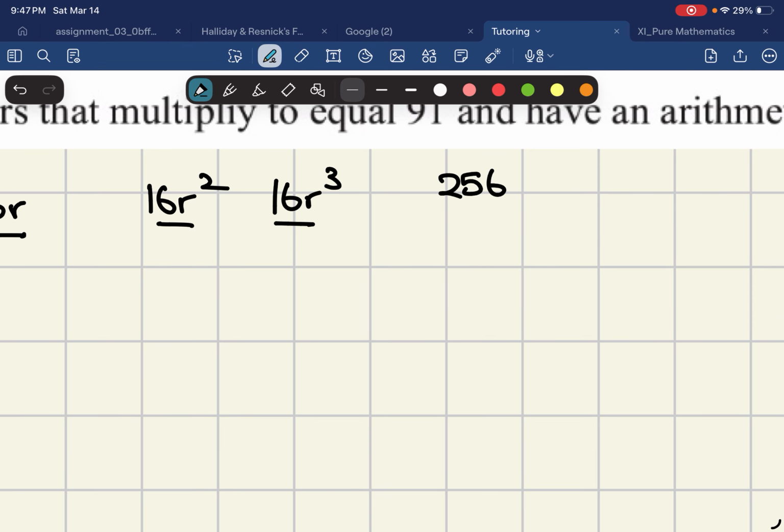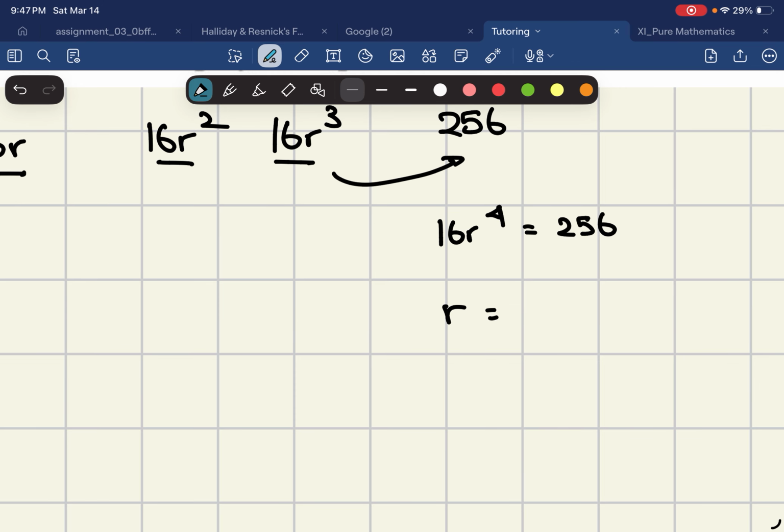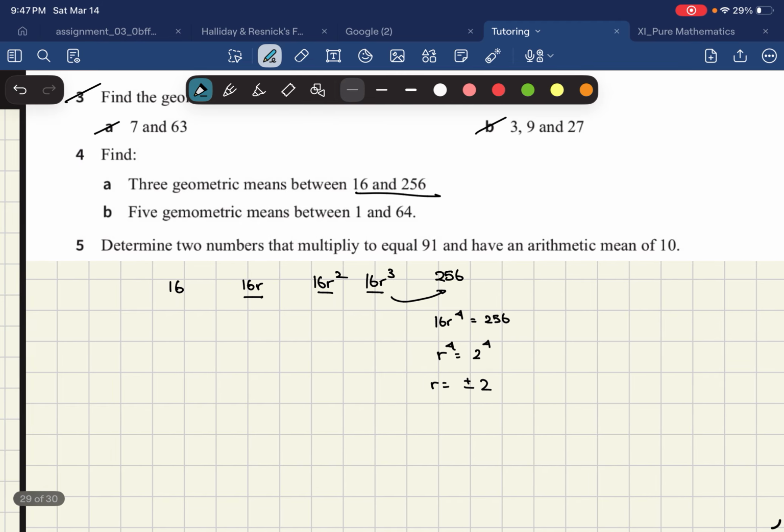But remember, 256 just has to be 16r to the power 4, right? This pattern has to continue. So now we can calculate the value of r. So 256 divided by 16, r to the power 4 is just 16. So r could be plus or minus 2. Remember, 16 is just 2 to the power 4. So r is plus or minus 2.